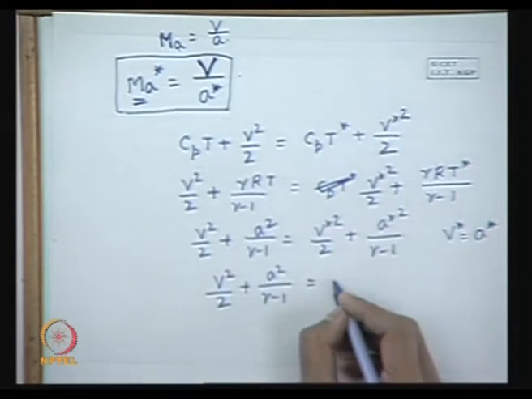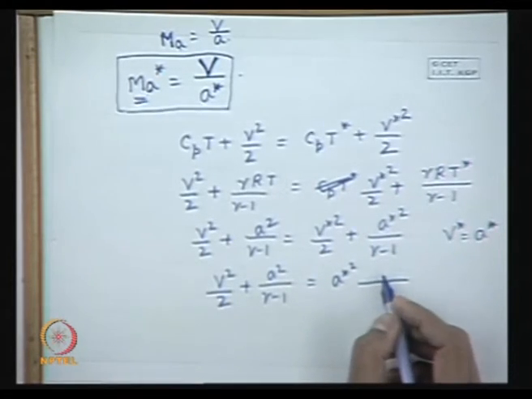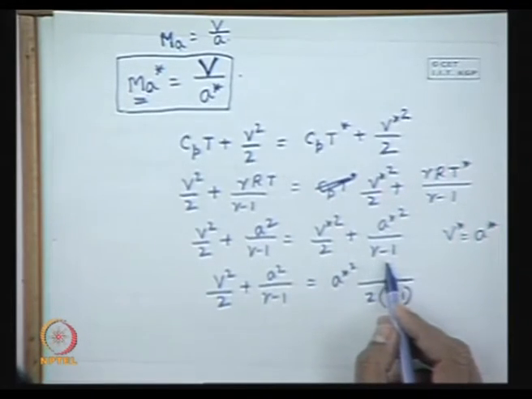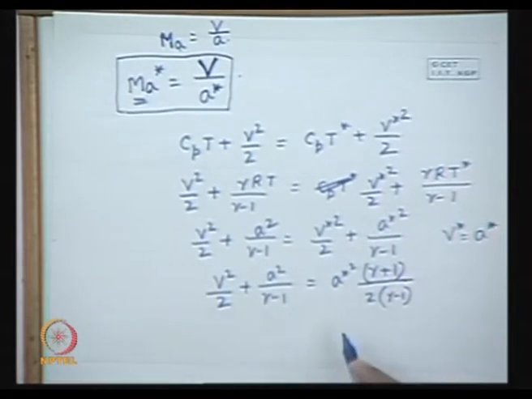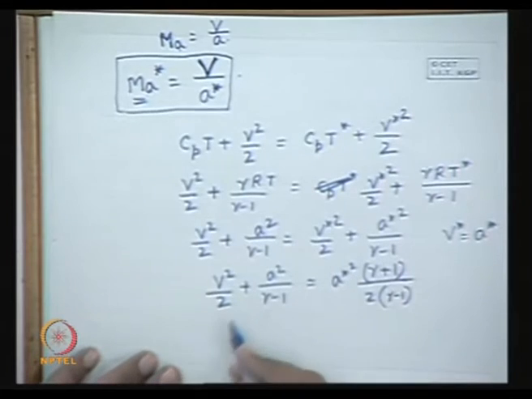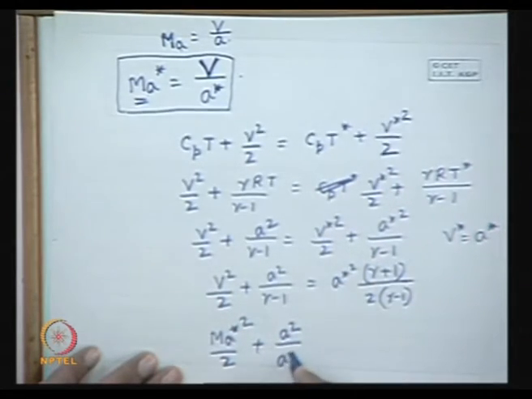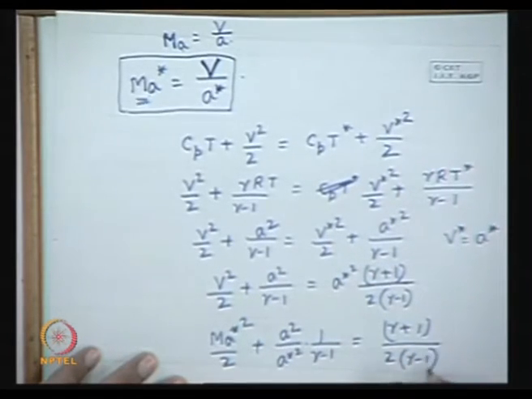So, I can write A star square into half plus 1 by gamma minus 1, which becomes 2 gamma minus 1, I can write gamma minus 1 plus 2, that is gamma plus 1, A star square by 2 times gamma plus 1 by gamma minus 1. Now, if we divide both sides by A star square, we get M A star square by 2 plus A square by A star square into 1 by gamma minus 1 equals gamma plus 1 by 2 into gamma minus 1. These are very simple steps, that is why I am going a little fast.